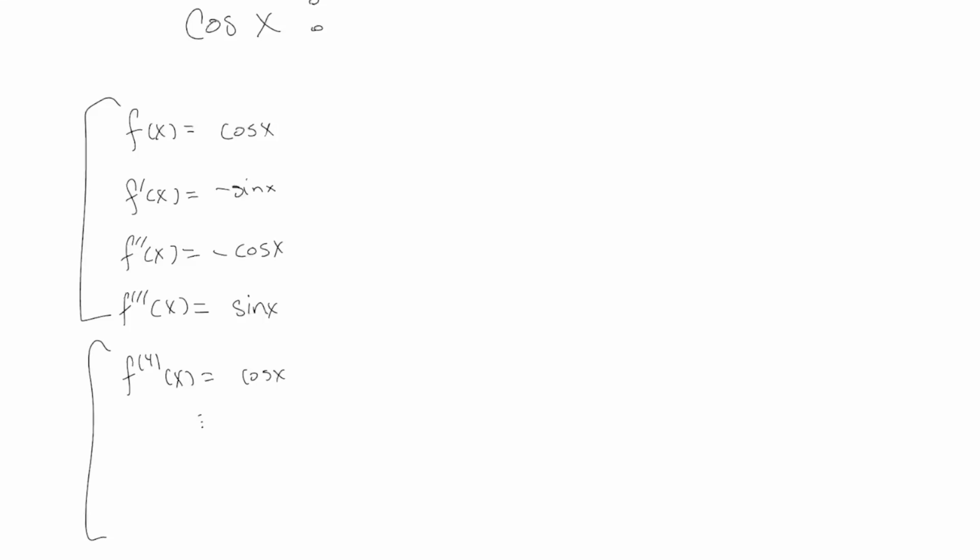Those are the derivative functions. To get the coefficients that we're after, we are going to plug in x equals 0 for each one. So f of 0, cosine of 0 is 1. Next one, f prime of 0, that would be negative sine of 0. That's 0, right? Because sine of 0 is 0.